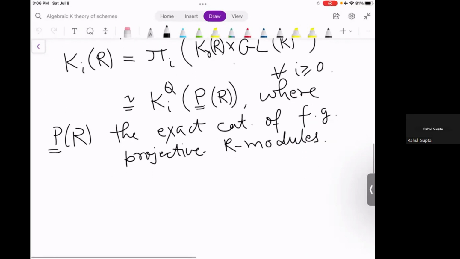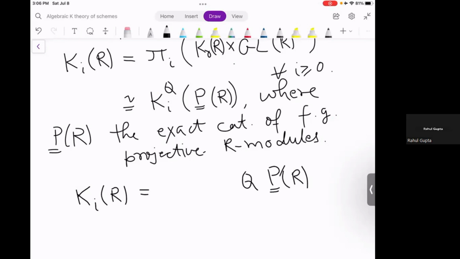Let us go a bit slowly and try to rewrite it. What does the first step mean? We take this category, do a Quillen construction, take the classifying space, take the loop space, which has a zero element, the zero loop, and take the pi i's of this. This is the definition of the K-theory of a ring.